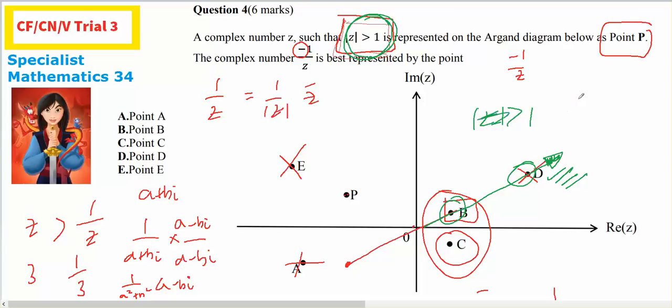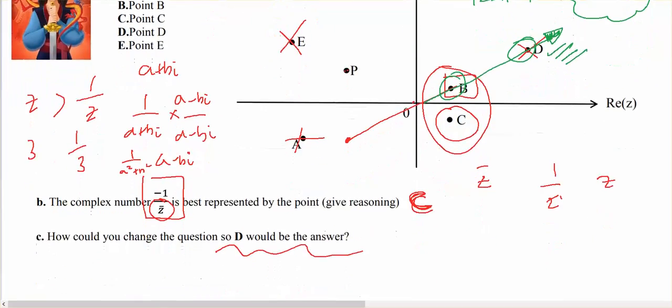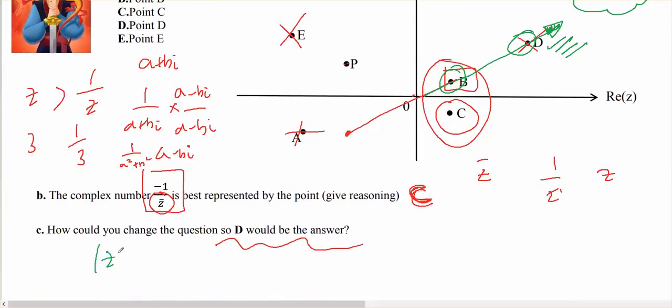Sorry, smaller than 1. Because if the magnitude of z is smaller than 1, 1 on z will be bigger. So the only change that I would make is the magnitude of z is smaller than 1. Therefore, instead of B, D would be my right answer.